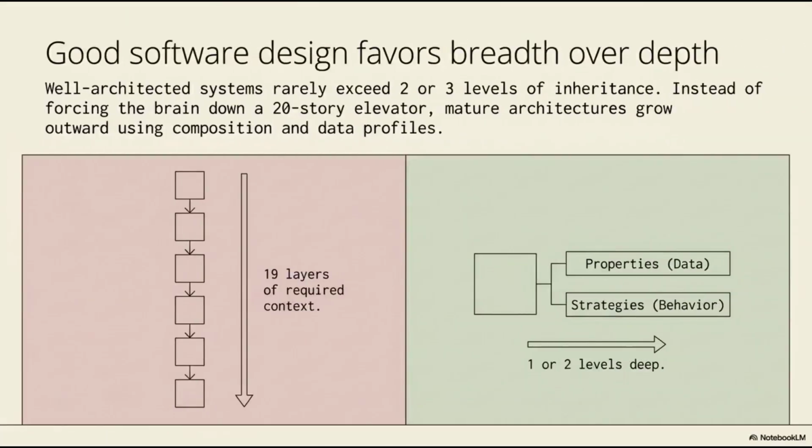Good software design fundamentally favors breadth over depth, a principle critical for maintainability and comprehension. Well-architected systems, as highlighted here, rarely exceed 2 or 3 levels of inheritance.